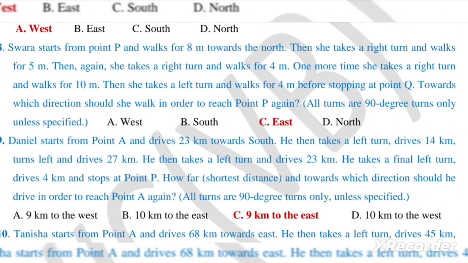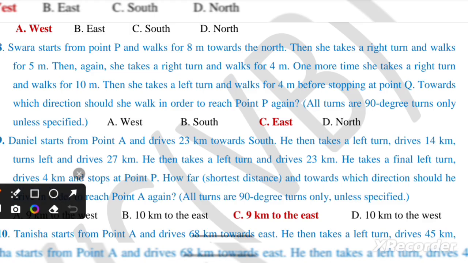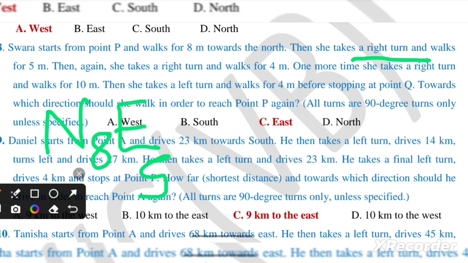So next here, Swara starts from point A and walks for 8 meter towards the north. So I'll write directly now. That is N8. Okay. So for north, right means what you'll get, clockwise. That is east you'll get. Okay. East 5. Next again she takes right.